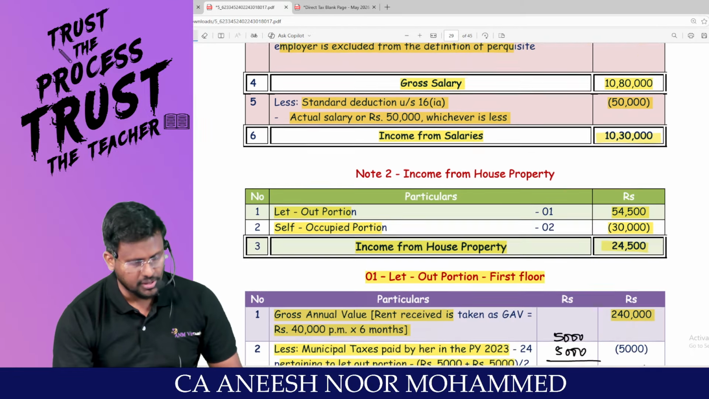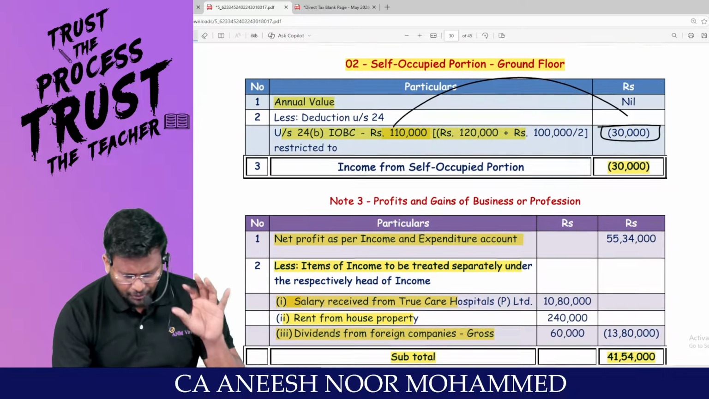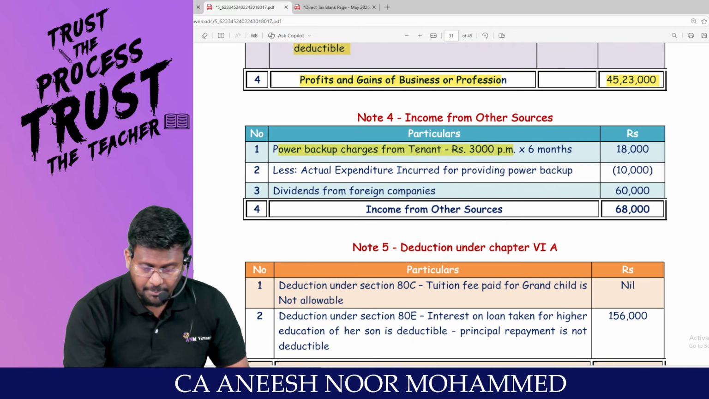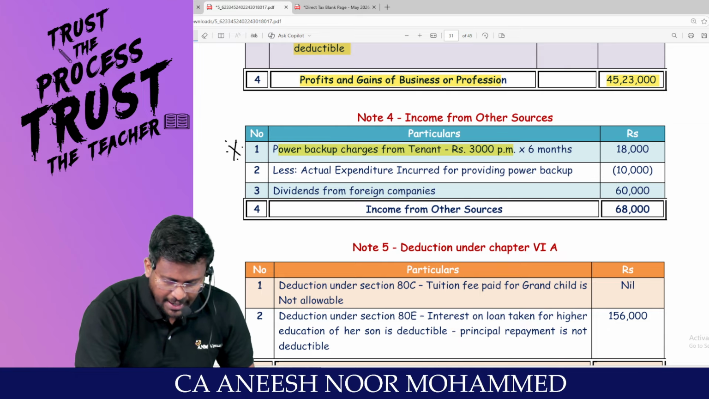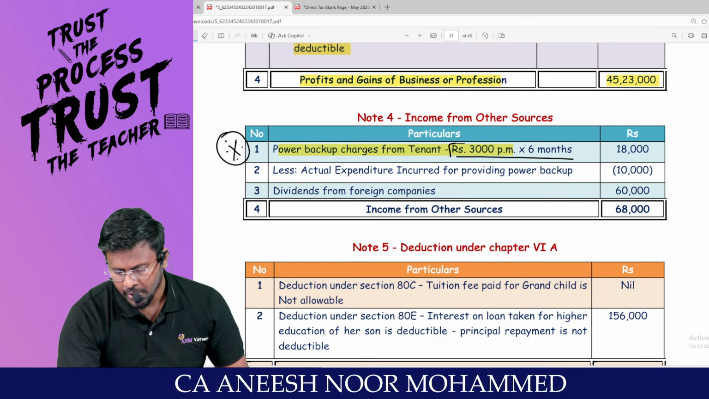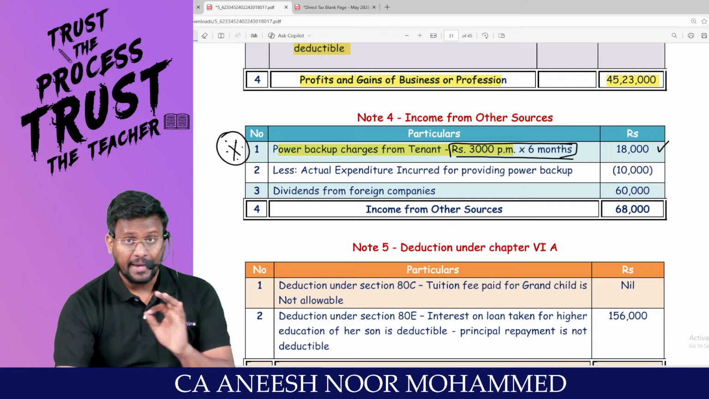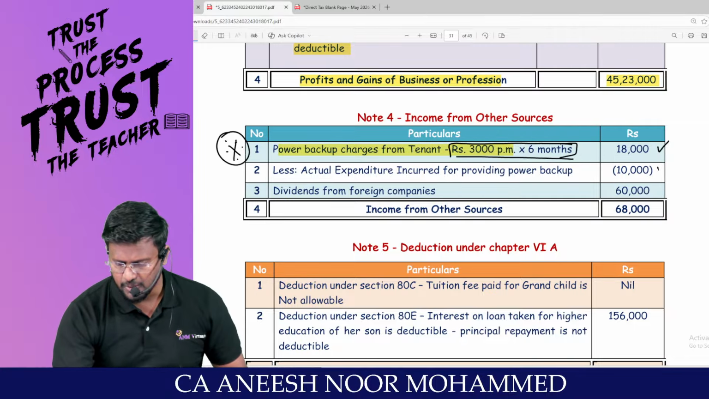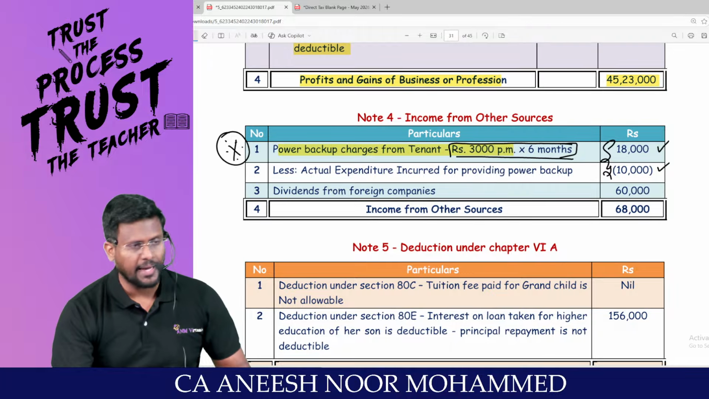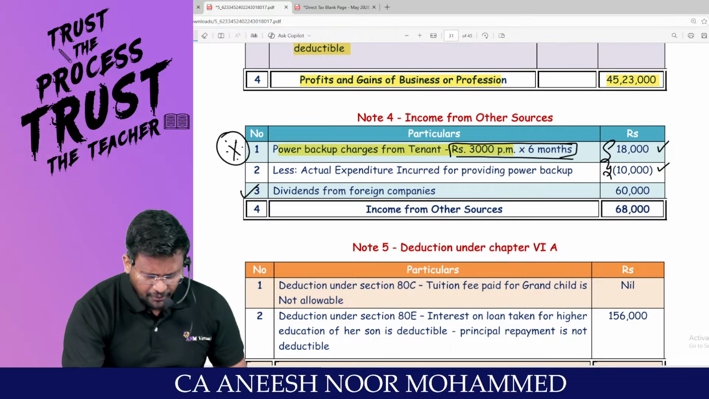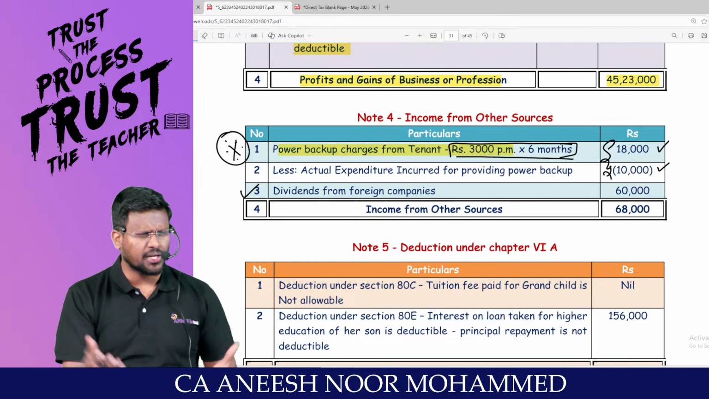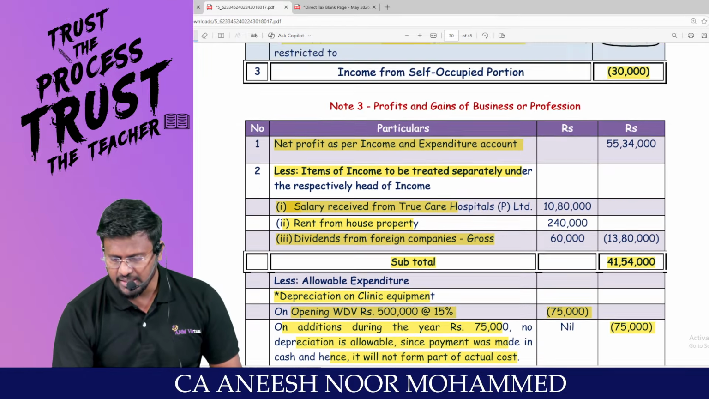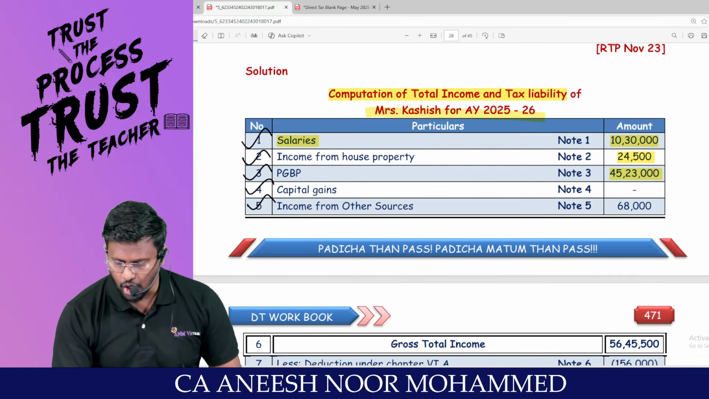Can I come to the IFOS? Whatever you have deducted from PGBP should be included, like power backup charge. This is a beautiful adjustment in this question. Actually, the client is giving us 3,000 per month. So 3,000 into 6 comes to 18,000. But in order to get that 18,000 we have spent 10,000 from our pocket. That means the remaining 8,000 rupees will be taxable. And dividend from foreign companies, sir, whether you get dividend from a domestic company or a foreign company, it should be taxable under IFOS. So the IFOS income will be 68,000. That's it with regard to the gross total income.